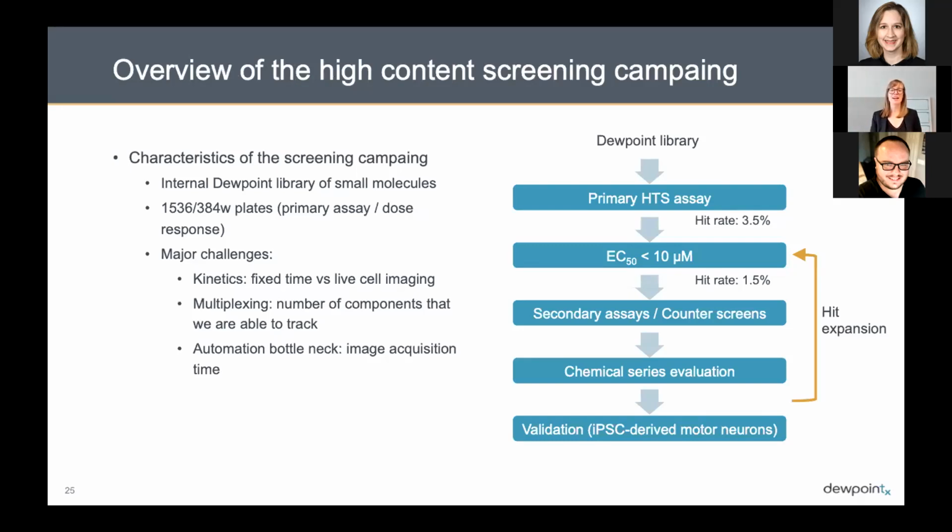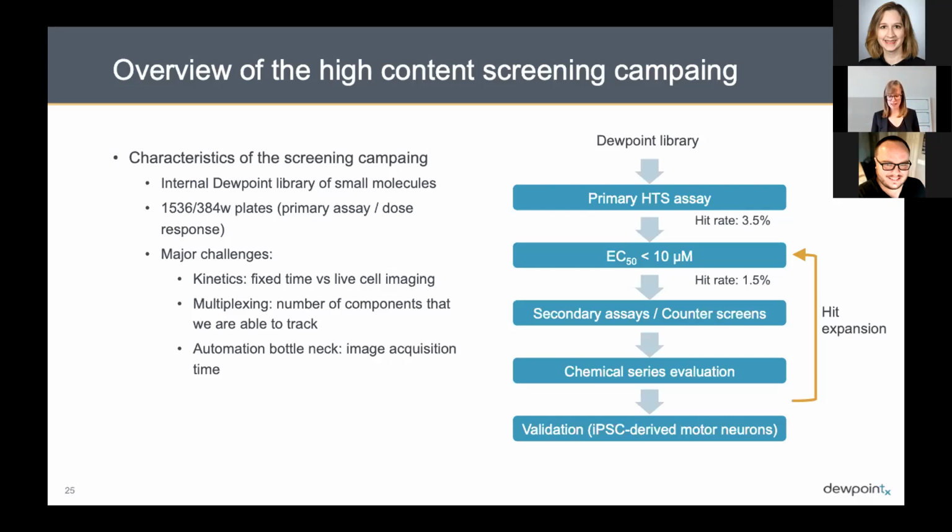Now let's step back and have an overview of this high-content screening campaign. Regarding the characteristics of the screening campaign, we screened the internal library of small molecules in 1536 well plates in the primary assay and in 384 well plates in the dose response. And I would like to highlight three major challenges in designing and executing high-content imaging screens for condensates.